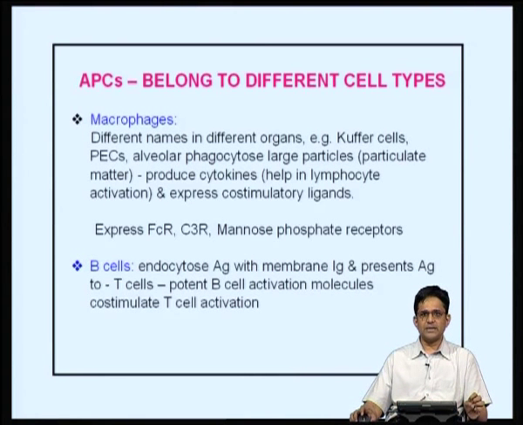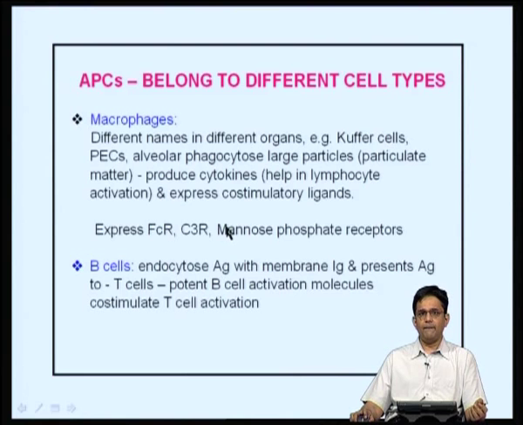So, macrophages, for example, have different types in different organs, so they go by different names. The ones in the liver are known as Kupffer cells. PECs are peritoneal exudate cells, which are present in the peritoneal cavity. Alveolar macrophages are present in the lung, and they ingest large particles because we take in so much dust and so on. And they produce cytokines, they help in lymphocyte activation, and they express co-stimulatory ligands, and these are aspects that we will be discussing in the T cell activation part.